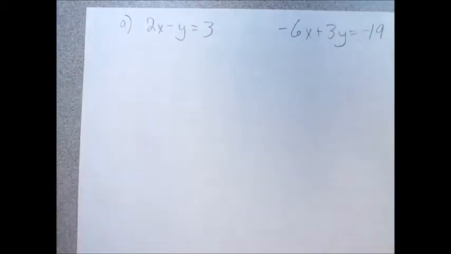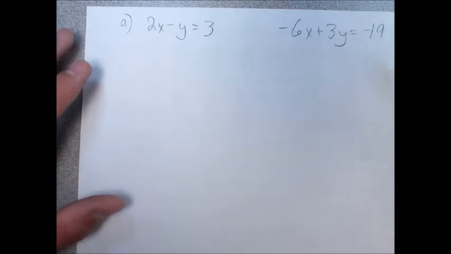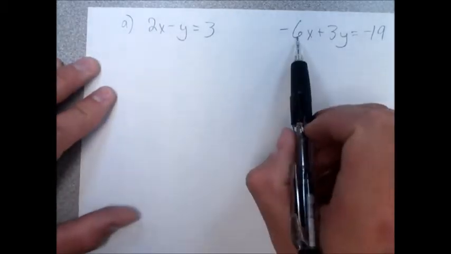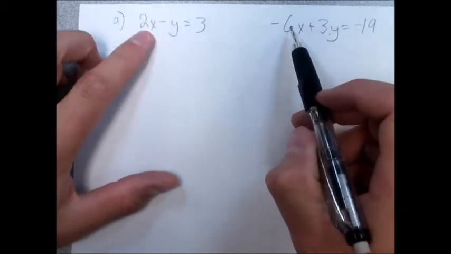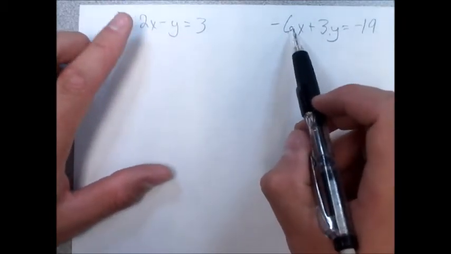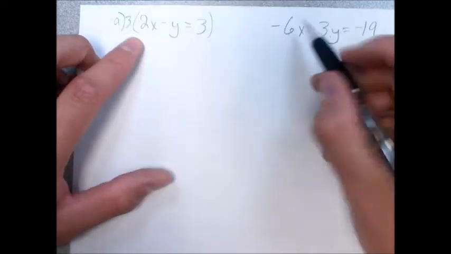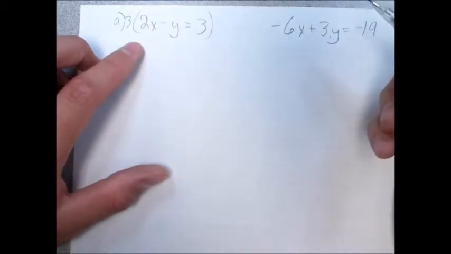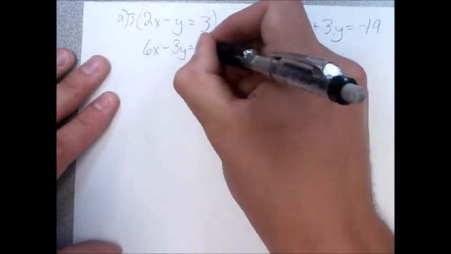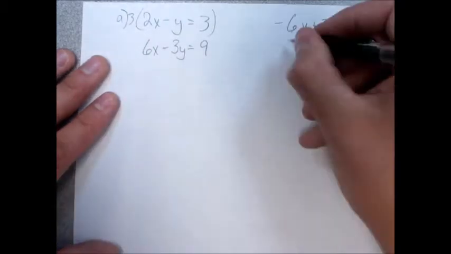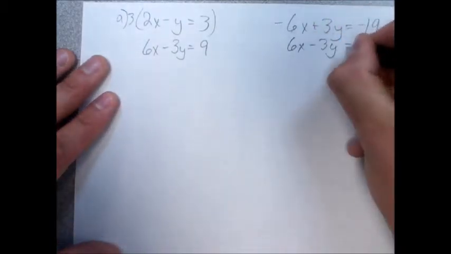Okay, I need to decide which variable I want to get rid of. I see that I have a positive and a negative, and then a negative and a positive, so either one will be easy. I just have to find a common multiple to go to. So let's get rid of x. How am I going to change 2? What is the common multiple? 3. So we're going to multiply this by 3. All right, so 6x minus 3y equals 9.